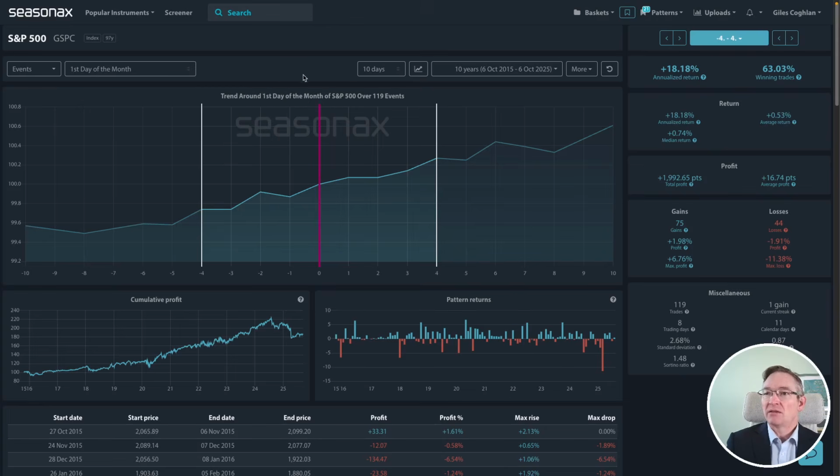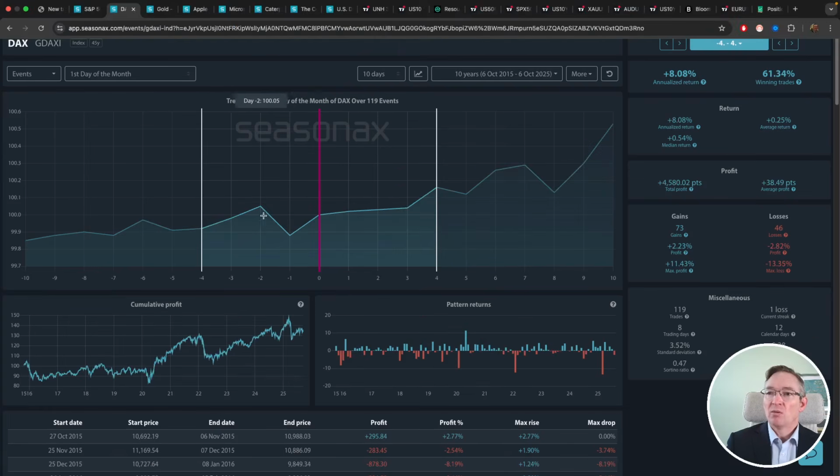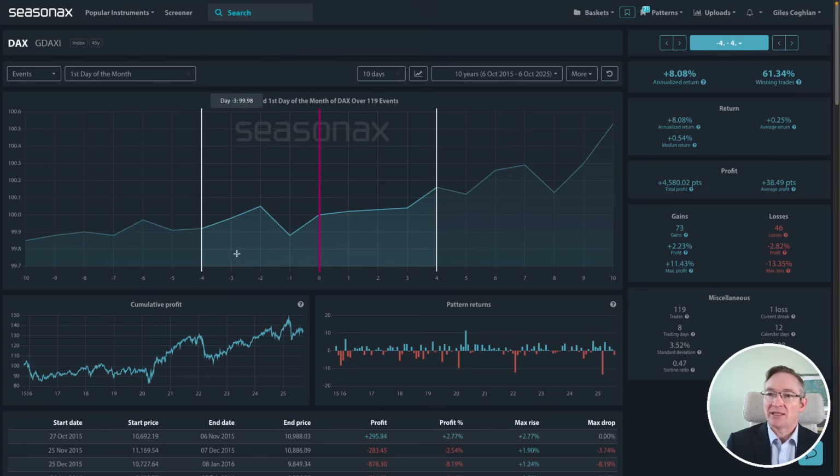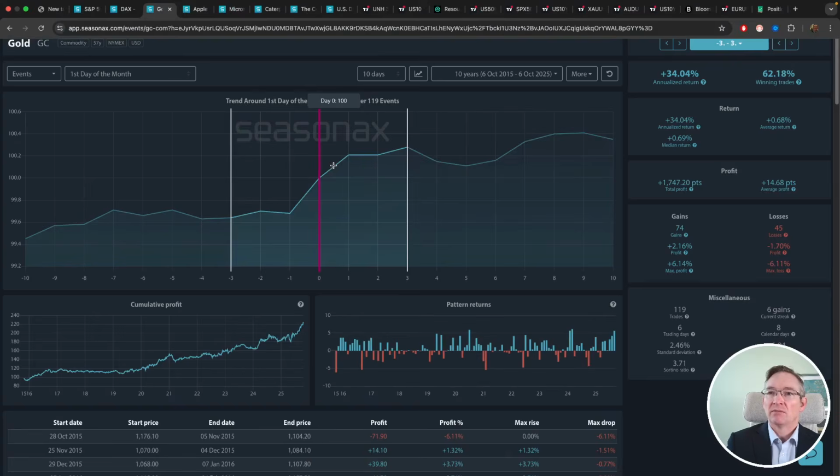We can see that this pattern is similar not just with the S&P 500, but we can also see the pattern here in the DAX. In the last 10 years, around the turn of the month, you can see there's been an average return of 0.25%, and you can see that the cumulative profit again has shown a steady gain.